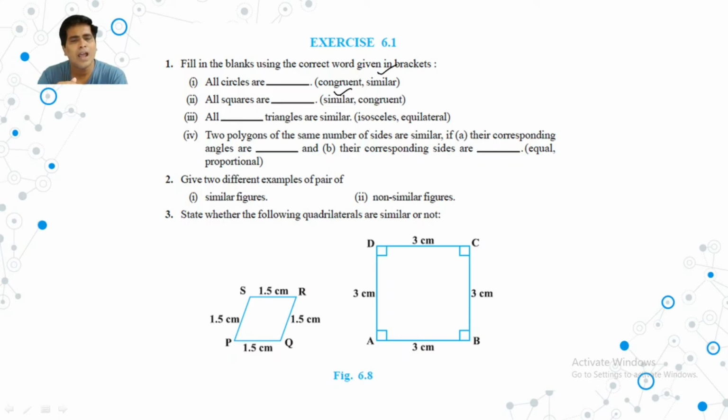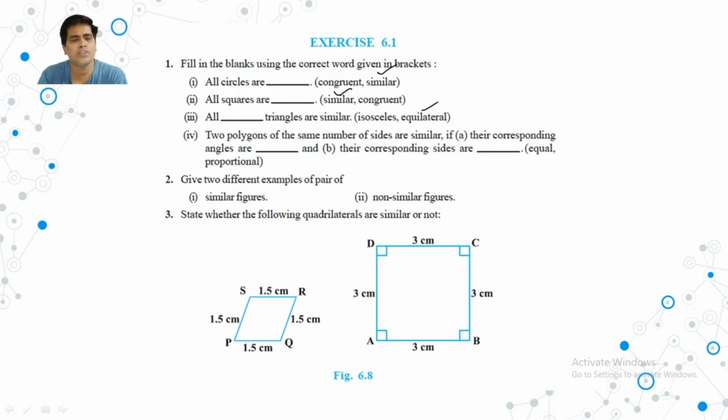Next, come to the third question. All dash triangles are similar. Is it isosceles triangles or equilateral triangles? Yes, all equilateral triangles are similar. Why? Because all angles are equal and their corresponding sides are in proportion. In an equilateral triangle, all three sides are equal. In the other equilateral triangles also, three sides are equal. Somehow they maintain the corresponding sides in the same ratio. So all equilateral triangles are similar.